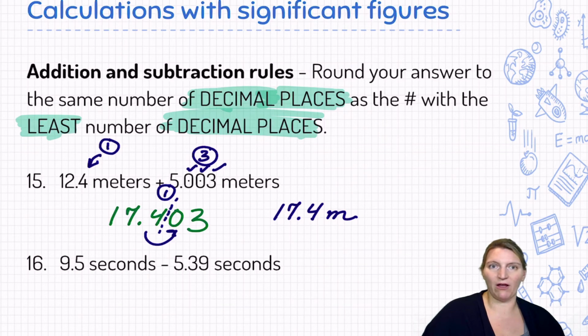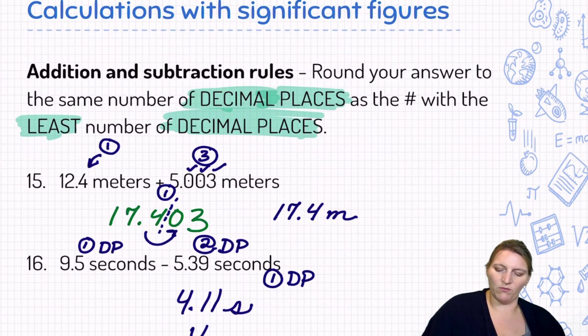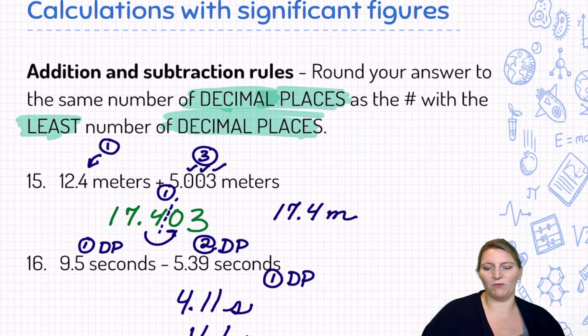Take a second and pause, try number 16, and then unpause and see how you did. So in your calculator, when you put 9.5 seconds minus 5.39 seconds, your calculator will give you 4.11 seconds. And then you look, 1 decimal place, 2 decimal places. So my answer should just have 1 decimal place. So 4.1 seconds should be my answer there.